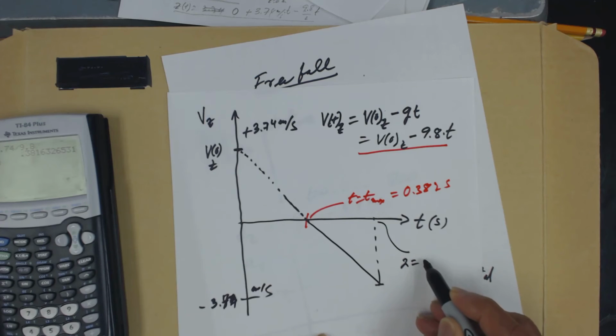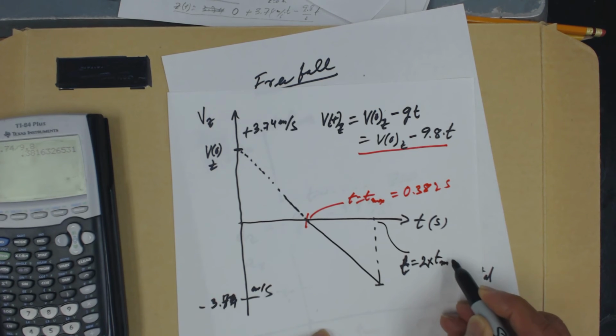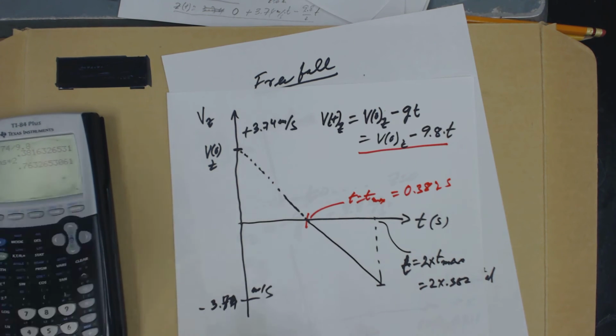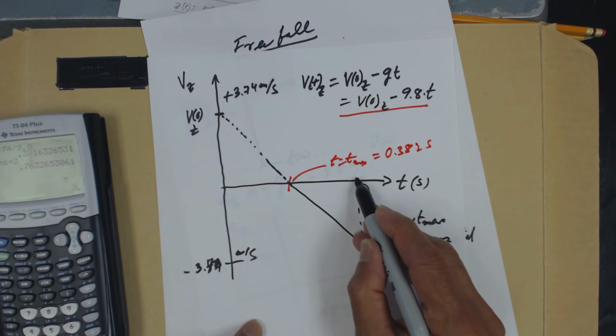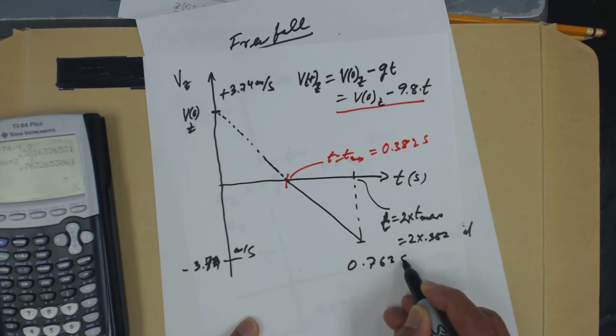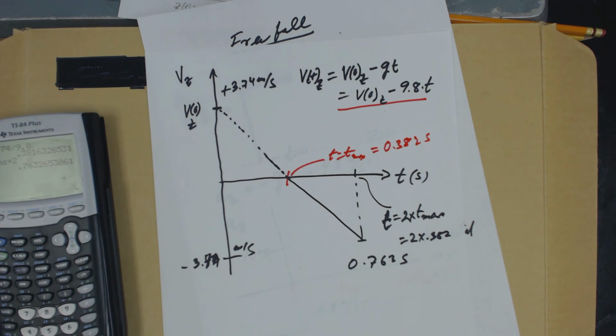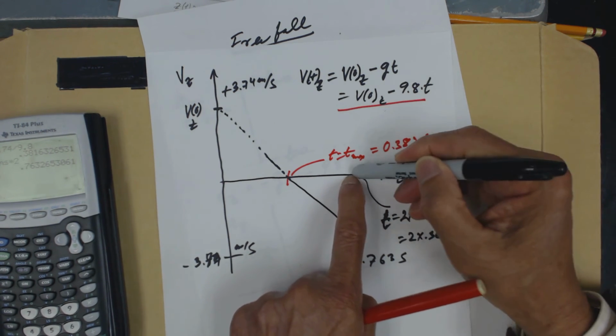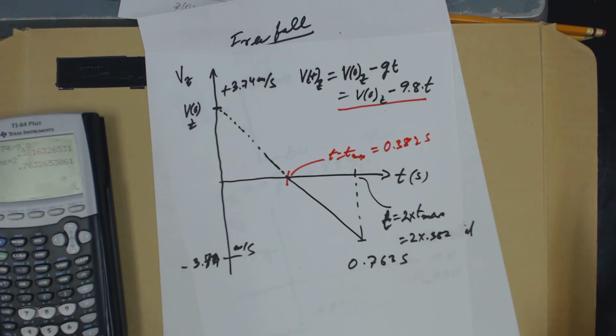Time t equals 2 times t max, which is 2 times 0.382, so at time t equal to 0.763 seconds, the object reaches the ground, touches the floor, motion stops.